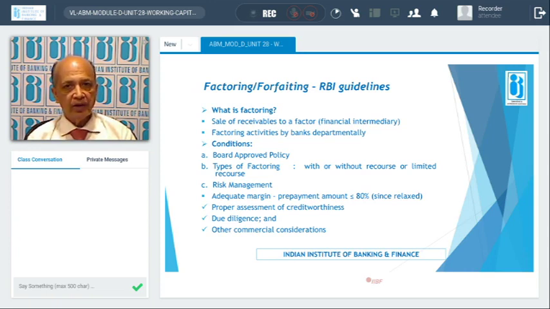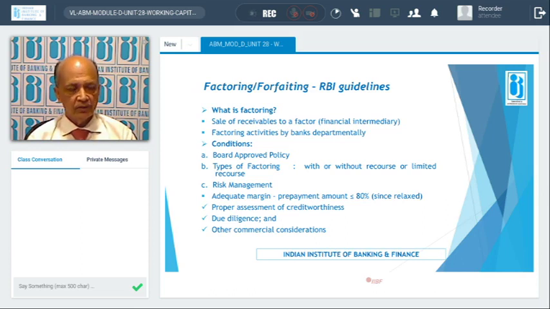Now there is adequate margin. The prepayment amount has since been relaxed, and the discretion is given to the individual banks, because this is a part of the reforms. A lot of reforms are taking place in the banks. This is also part of that. We just discussed the non-constitutive borrowers. It was not permitted earlier. Now it has been permitted to the banks, but subject to conditions to take care of the risk factor.